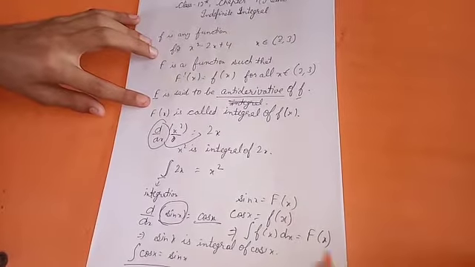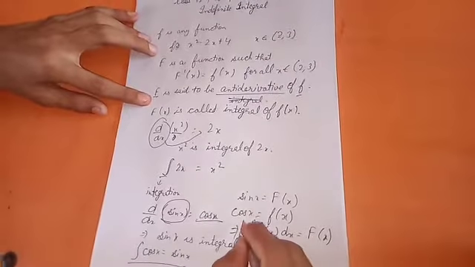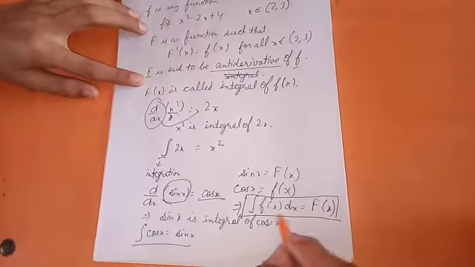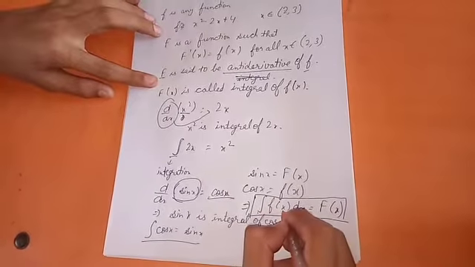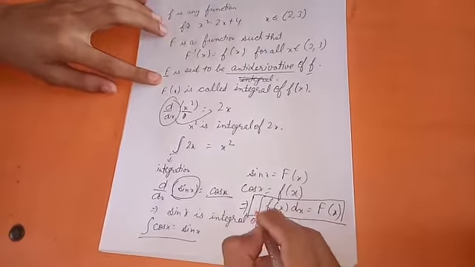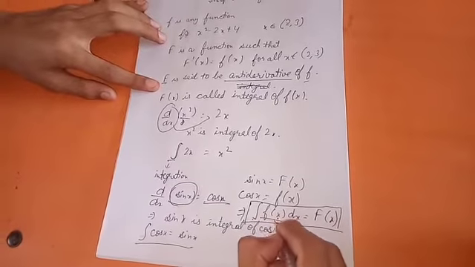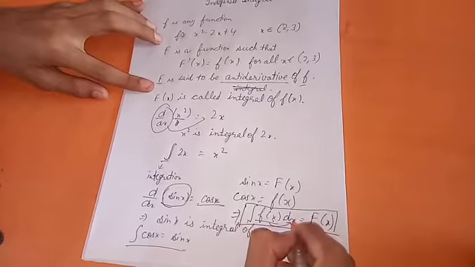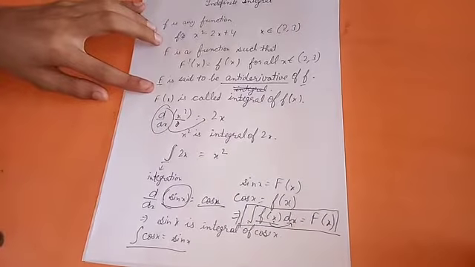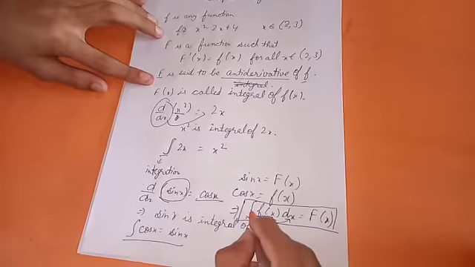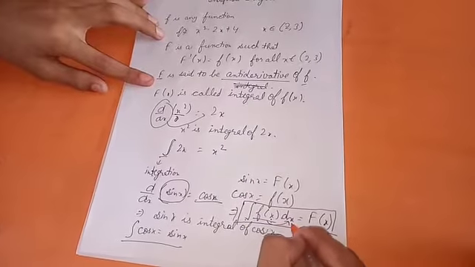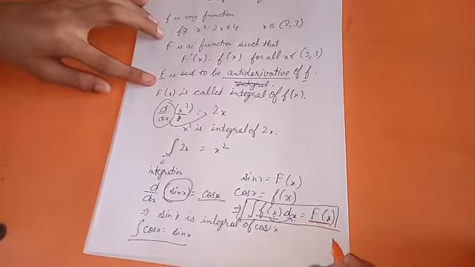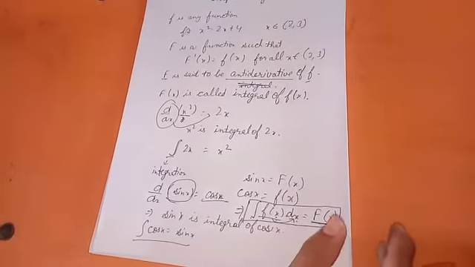And if you want to read it, how will we read it? This will be read as integral of f of x with respect to x. We have used dx here, so with respect to x. If you use y, then with respect to y. So integral of f of x with respect to x is equal to this.